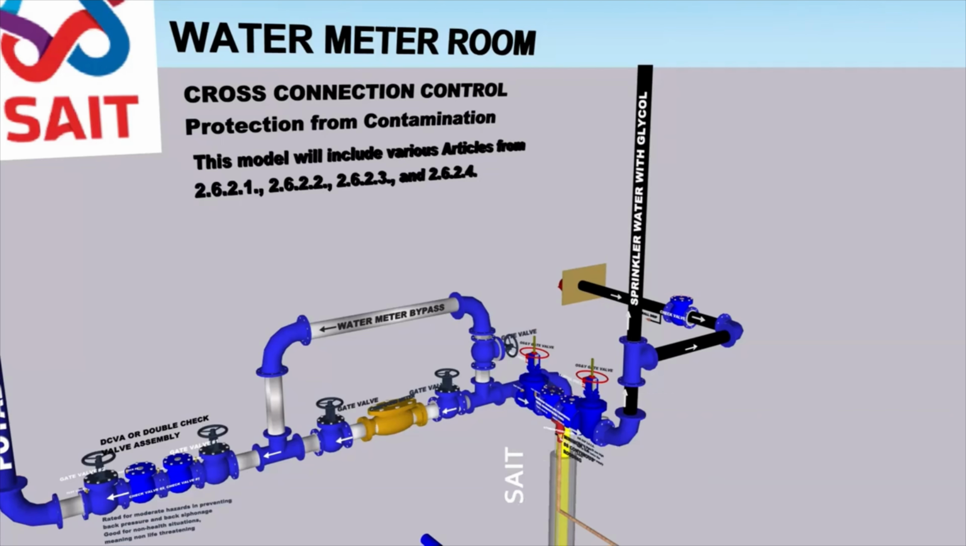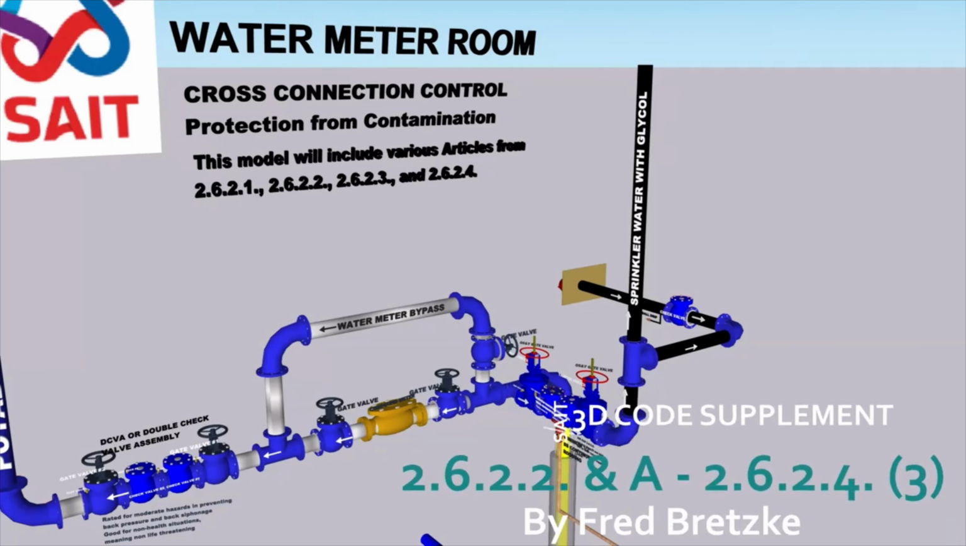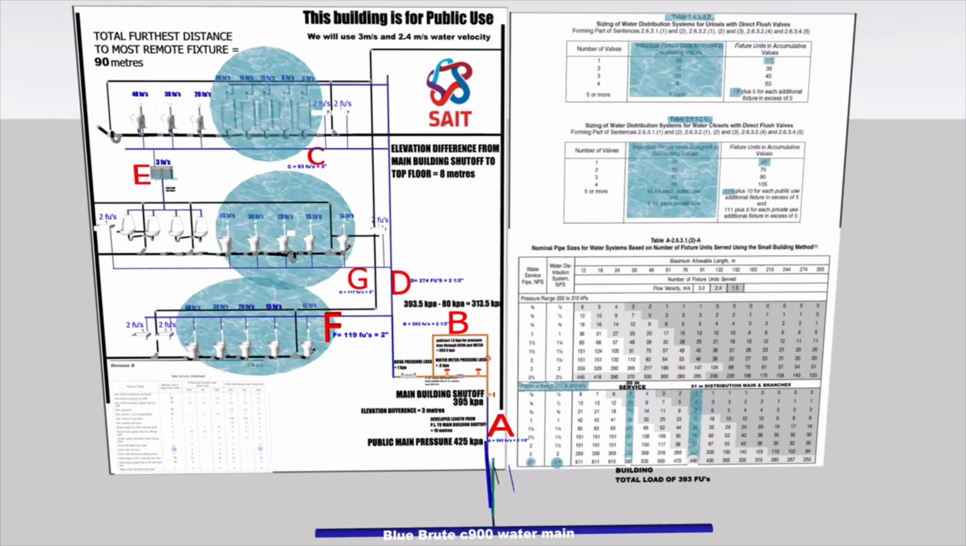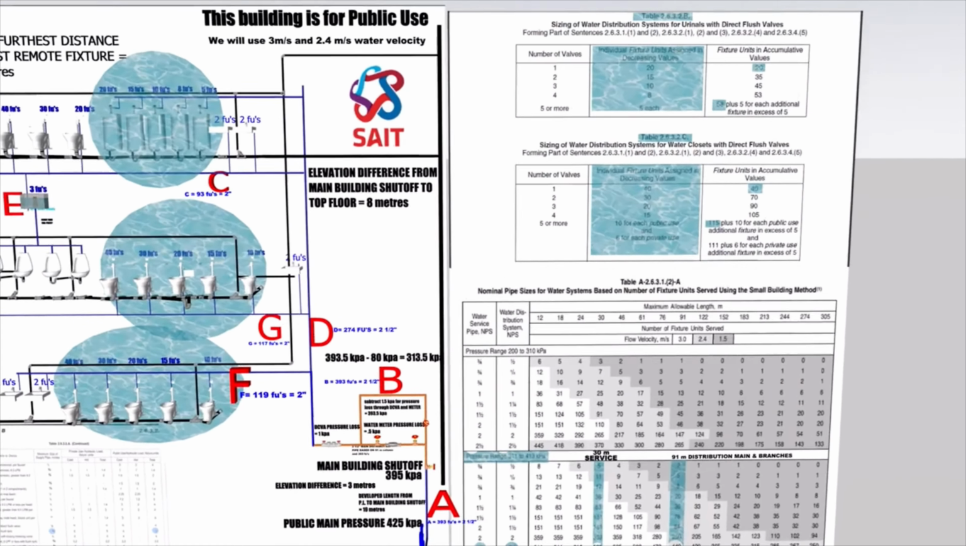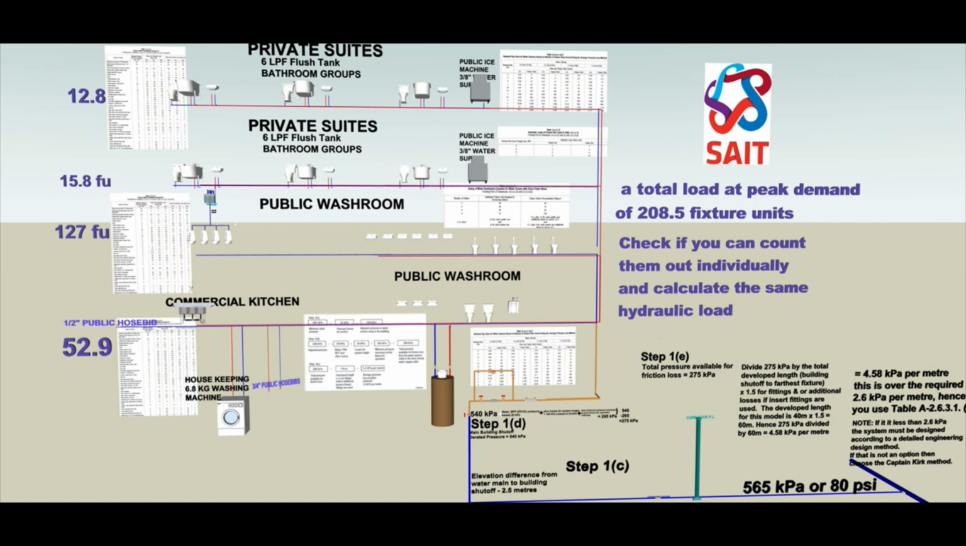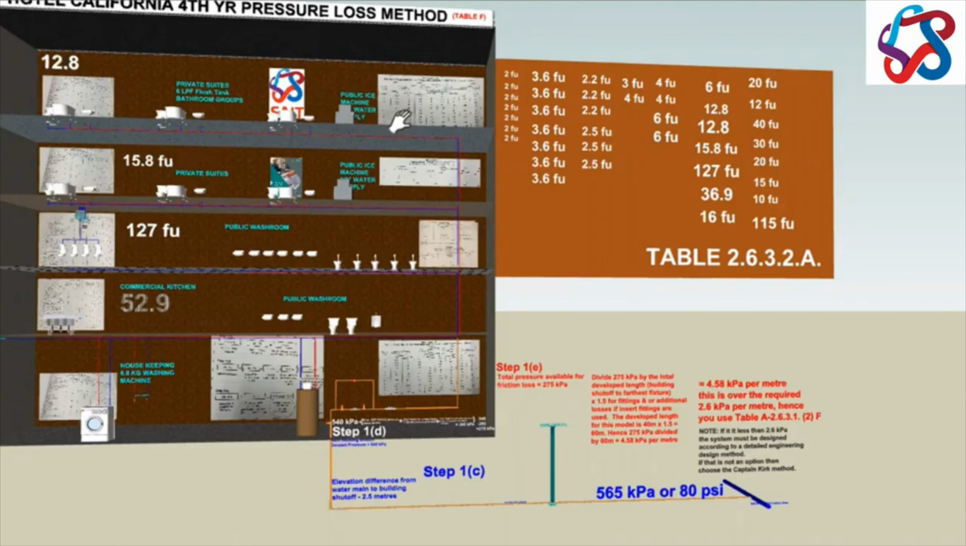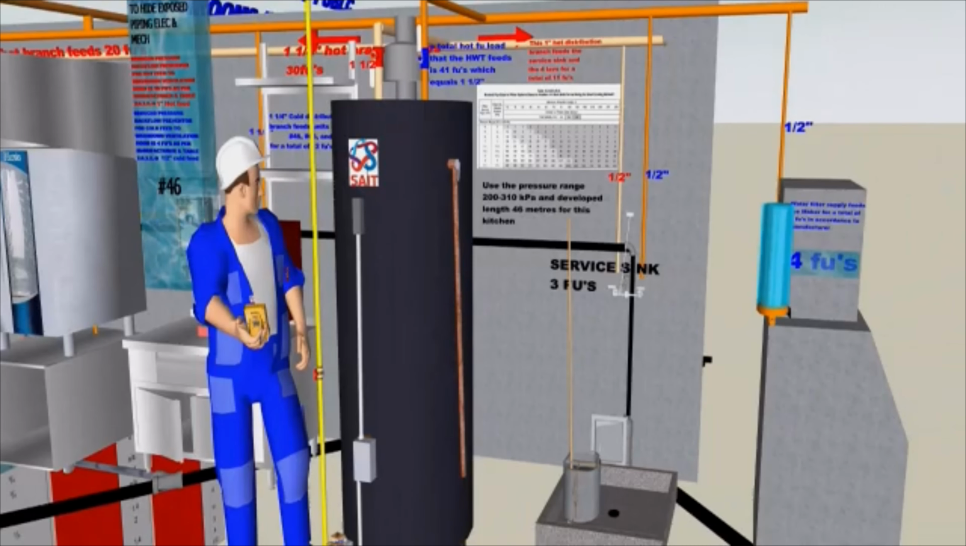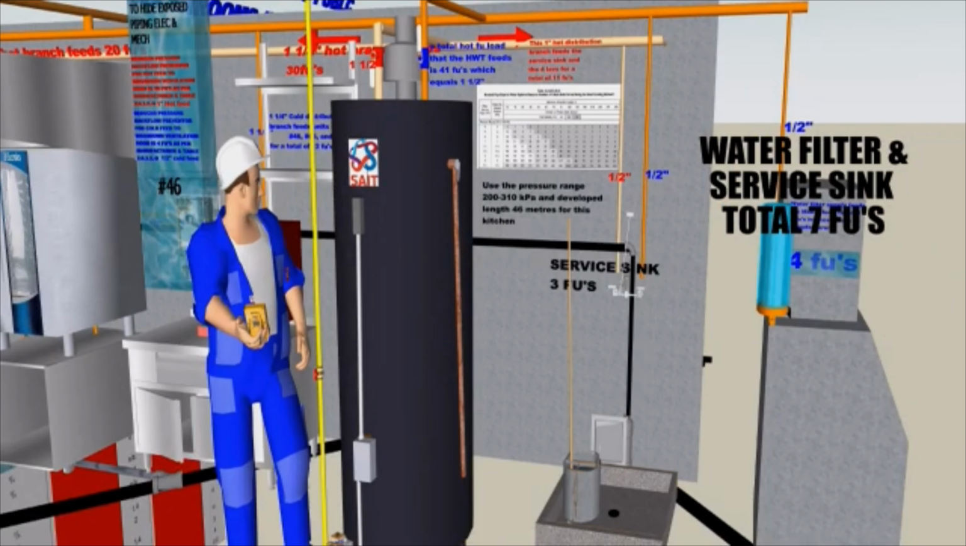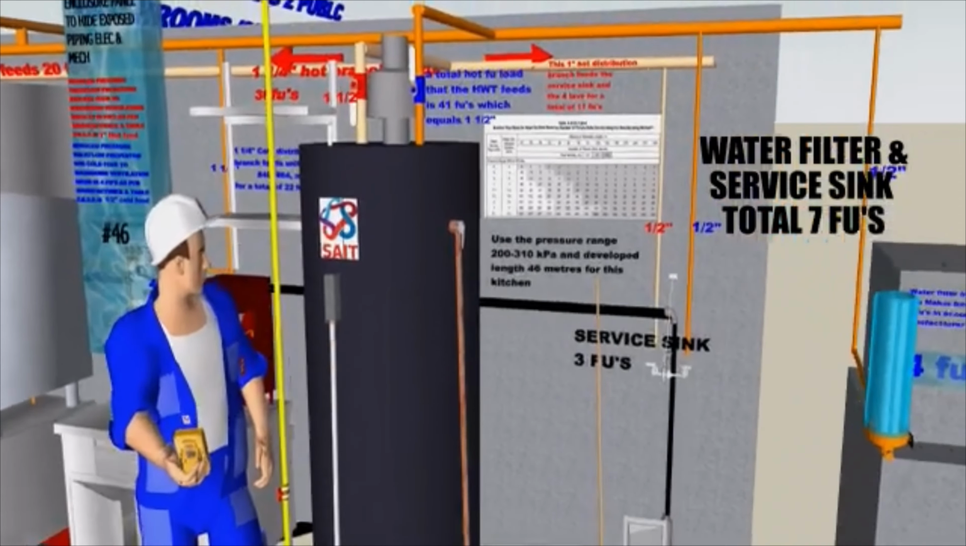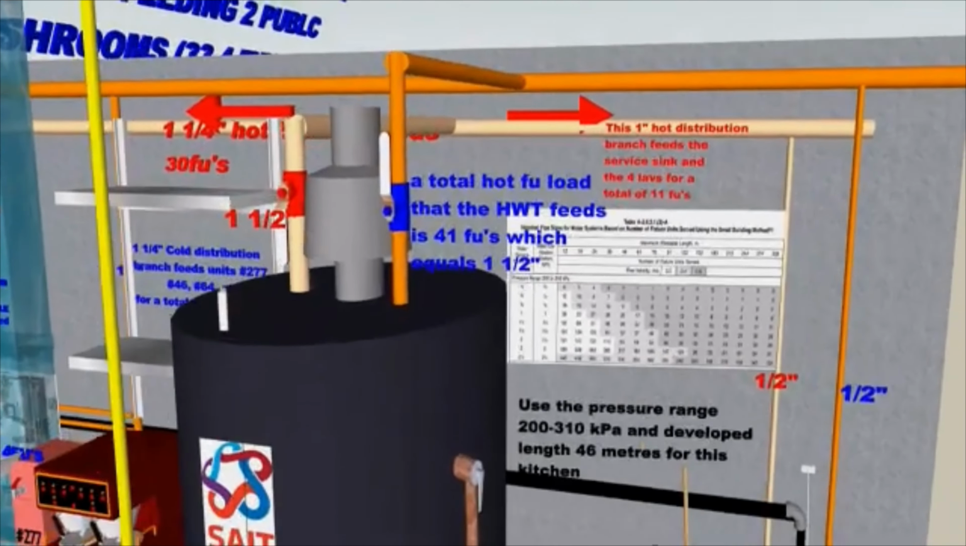This animation is a typical water meter room with backflow protection. The following video will primarily explain the use of the flushometer tables. It is also worthy to note that you are required to use this system if the pipe size exceeds 2.5 inches. Water filter to the ice machine and service sink, total 7 fixture units. The tank cold and hot line feeds 41.